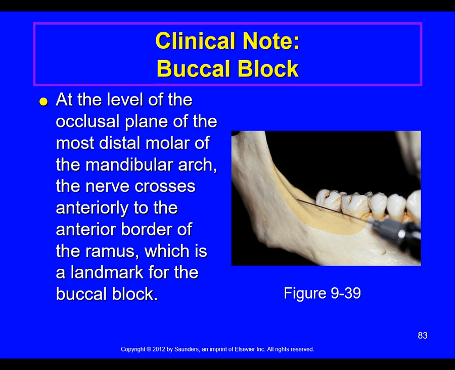When we're doing a buccal nerve block, we are at the occlusal plane of the most distal molar of the mandibular arch, and there's a spot right next to the retromolar pad, anterior to the border of the ramus, which is our landmark. So right here.